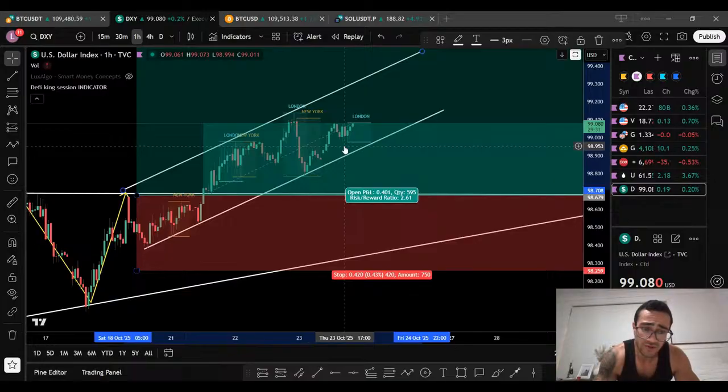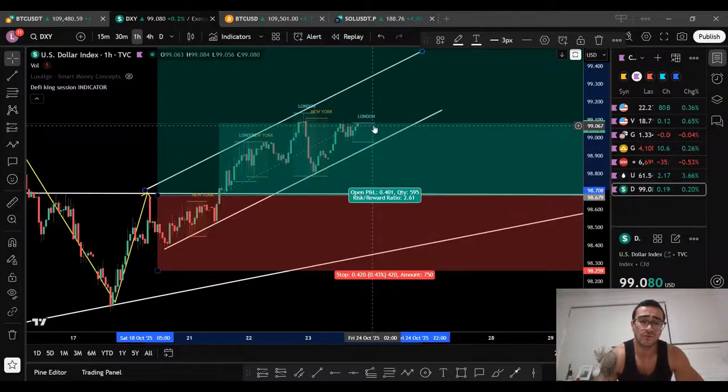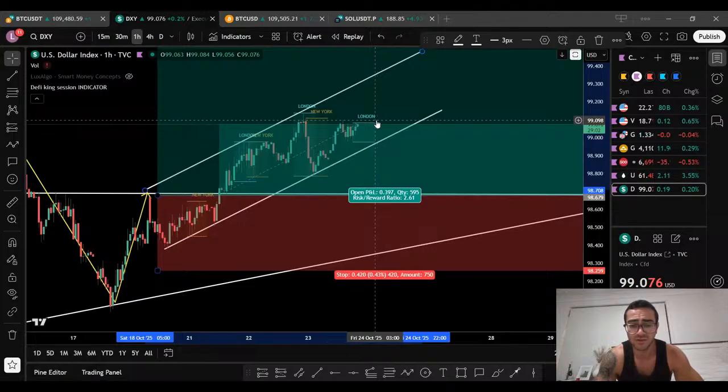So we could potentially drop back down to entry point before we continue to the upside. All right, so if I was to talk to myself, understand what and why I would get into this, I would wait for New York session. The time right now is 8:30. So we are going to wait till 2200, 2300, 11 o'clock, New York open for that.